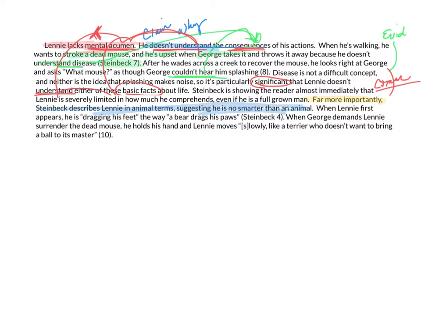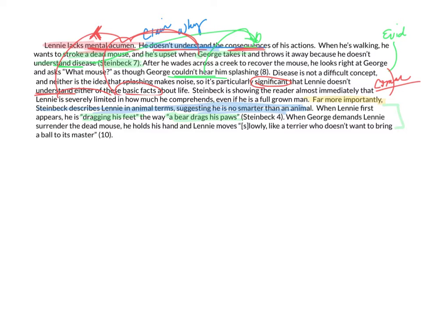So, after you have a claim, you then need to have evidence. When Lenny first appears, he is dragging his feet the way a bear drags his paws. This time you have quotes. You don't always have quotes, but it's nice if you're going to do cause and effect to really look at the exact language that is creating whatever effect you want to talk about. When George demands Lenny surrender the dead mouse, he holds his hand out.